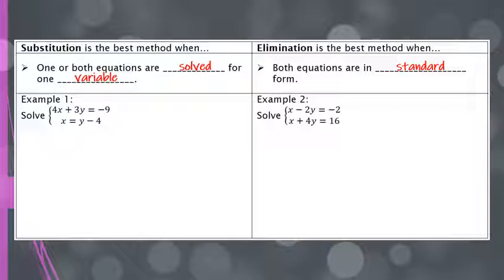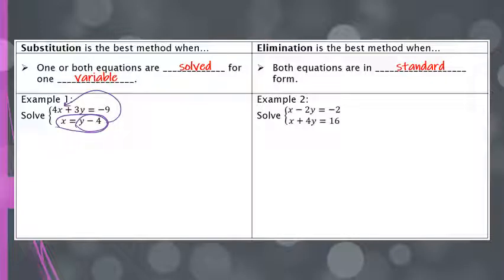So in general, substitution is the best method if you have at least one of your equations that's solved for a variable. So in example one, you can see that the bottom equation is already solved for x. So if you see a system of equations where one of the equations is already solved, it would be the easiest thing to do to just take y minus 4 and plug it in for x in the top equation. So let's go ahead and do that.